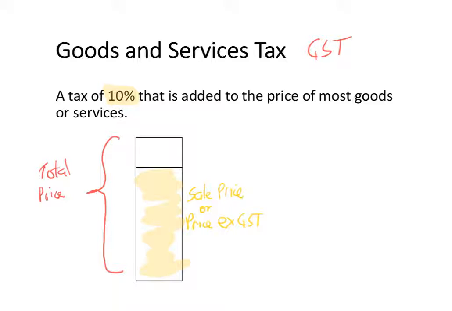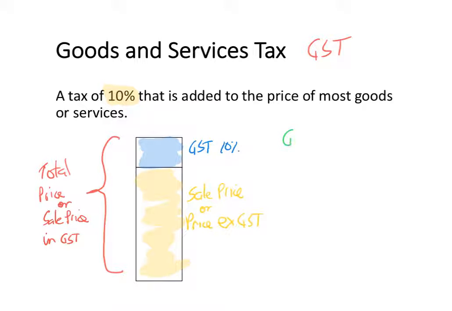In addition to that sale price, the shop or the business that you're buying the item from adds on the GST amount, and that is your GST of 10%. So those two components go to make up your total price, which can also be your sale price including GST. So most items, when you go to the shop, you are buying a total price that consists of a sale price plus the 10% GST.